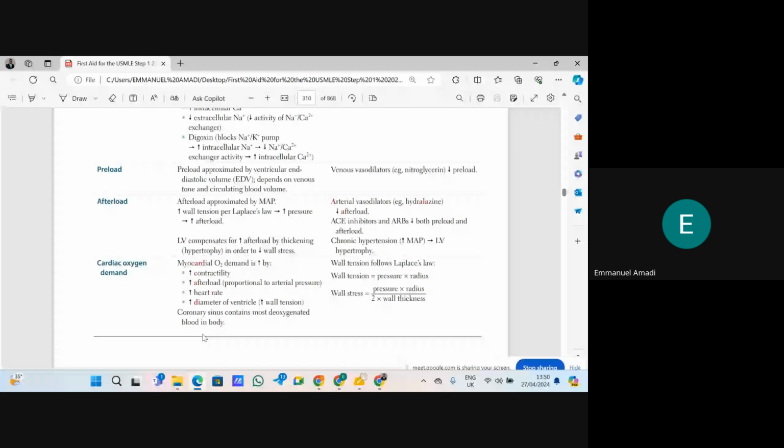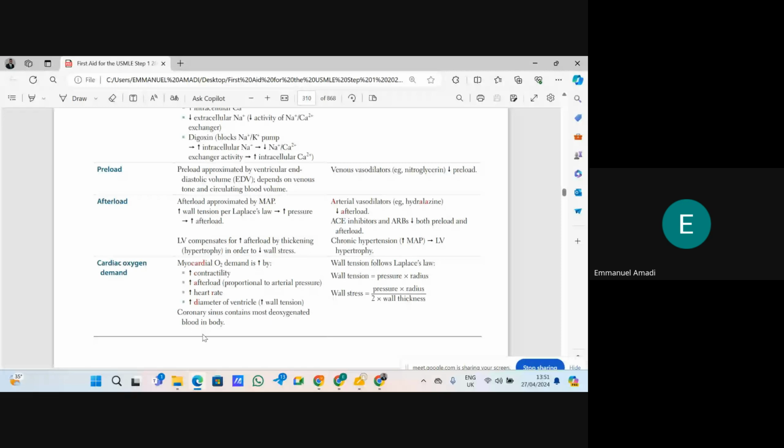Now, let us look at afterload. Afterload does not deal with the volume of fluid. It deals with pressure the heart will have to overcome in order to release that particular blood that is inside of the heart. Now, what you need to know is that the higher the afterload, the lower the stroke volume. We settled that because the heart will have to do a lot of work to push out that fluid, and vice versa. The lower the afterload, the higher the cardiac output.